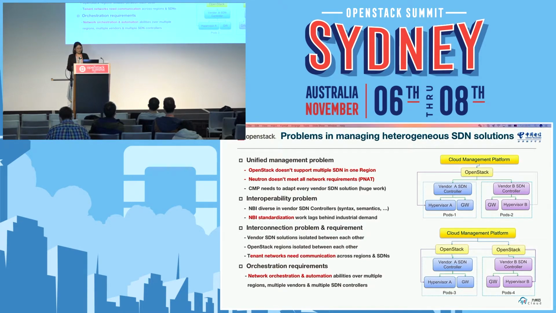Another problem we encounter now is interconnection. Vendor solutions are always isolated from each other, and so are OpenStack regions. But our tenants have quite a strong requirement on making their networks communicate across all these regions and across different SDNs. They also have the requirement to orchestrate their network and services over these multiple regions and multiple SDN controllers. That's why we need to develop SDN Hub.